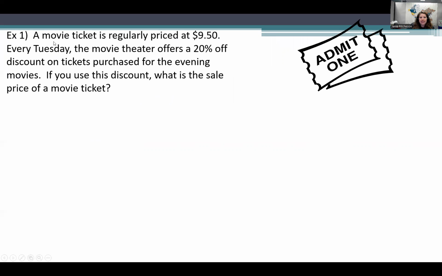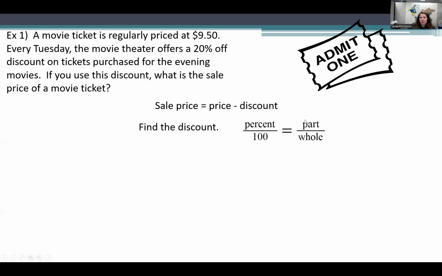All right, so here it says a movie ticket is regularly priced at $9.50. Every Tuesday, the movie theater offers a 20% off discount on tickets purchased for the evening movies. If you use the discount, what is the sell price of the ticket? So you can take the original price and find out what is 20% of that price and then subtract it. So the price minus the discount. So first thing we're going to do is find the discount.